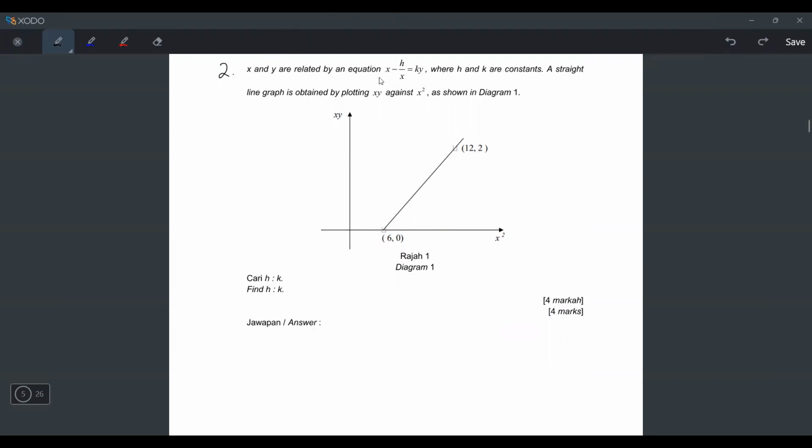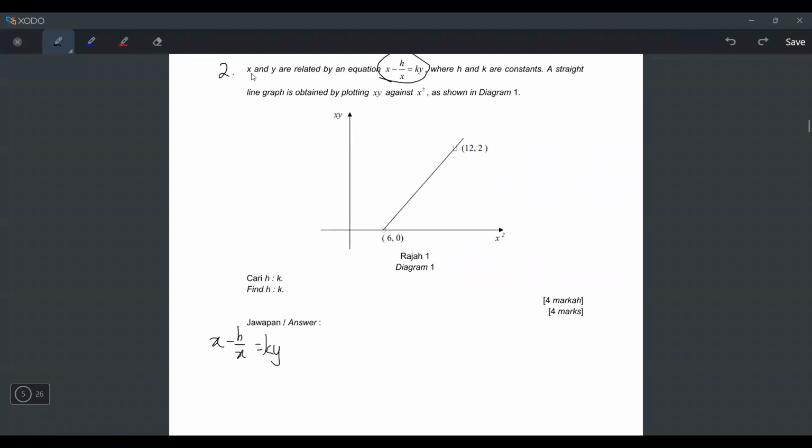So x and y are related by this equation. The moment they give us an equation, I will straight away change it to linear form, right? That's how I teach in class also. In linear law, we don't care about all the other stuff. If they give you an equation, the first thing is you have to make the equation equal to the y-axis, and then arrange it into linear form first.